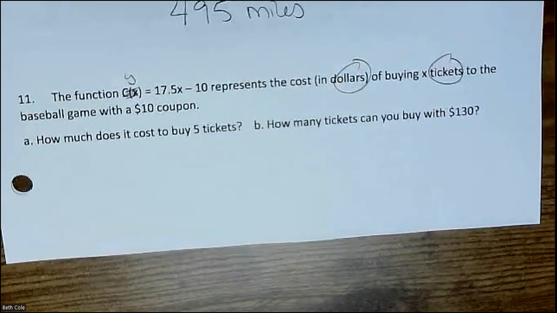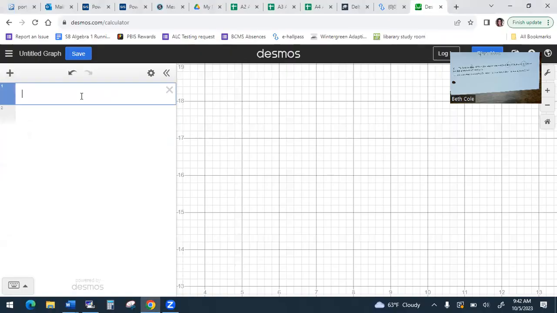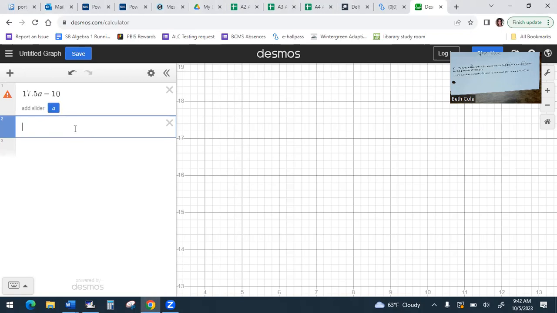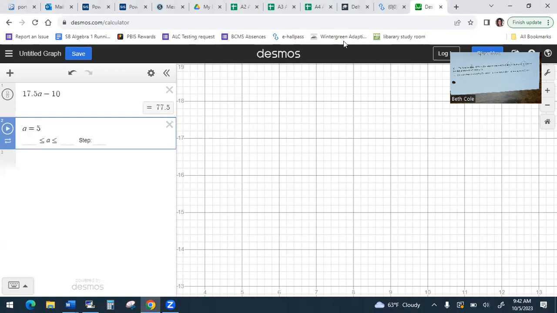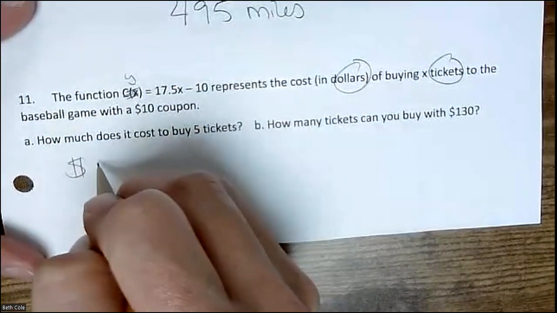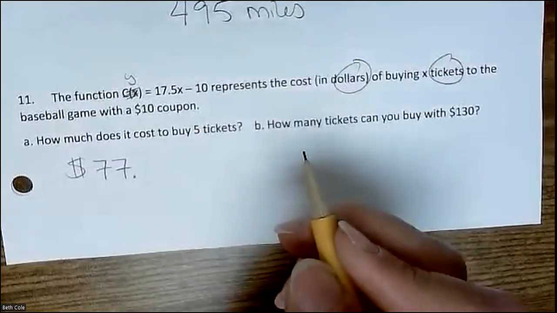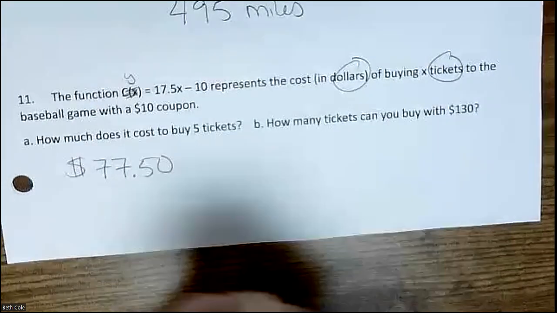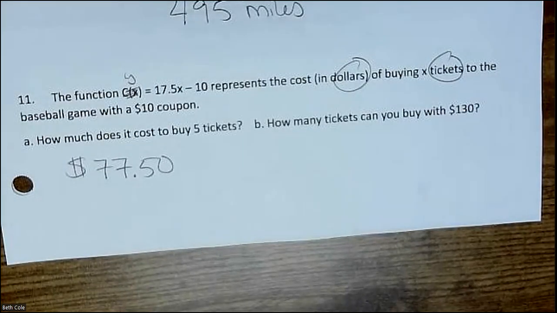All right. So I'm going to share my screen, get rid of all this. You guys tell me what to type because you don't have to do any work, but you have to know what buttons to hit. All right. 17.5 A. Minus 10, oh, 10. So you don't hit the wrong buttons, or it'll tell you wrong. All right, and then down here, A equals 5. Perfect. All right, so there you go, 77.5. But we have to write more than just that because it was a cost. So if it comes out 77.5, it's actually $77.50.